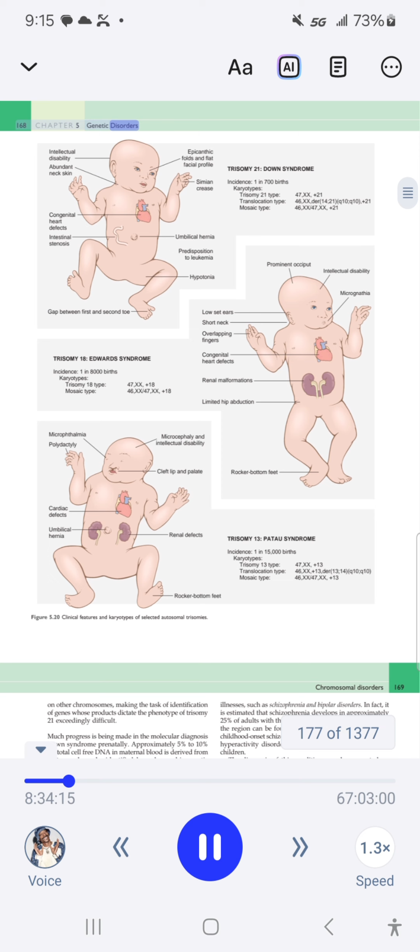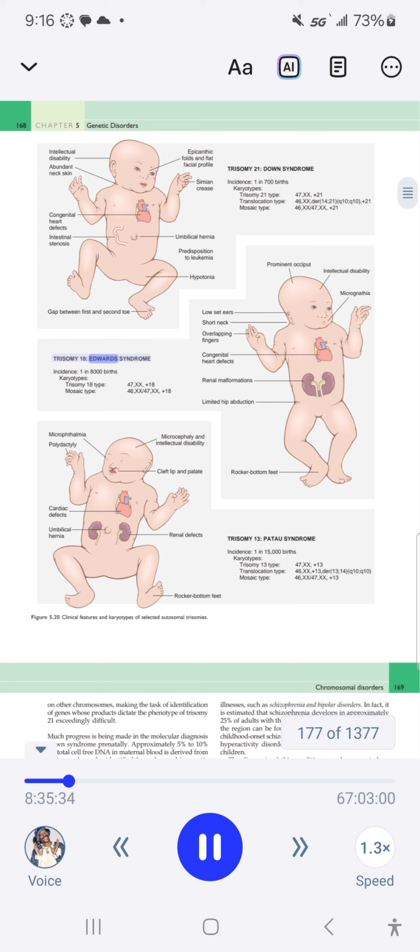Chapter 5, Genetic Disorders. Intellectual disability. Abundant neck skin. Congenital heart defects. Intestinal stenosis. Epicanthic folds and flat facial profile. Simian crease, umbilical hernia, predisposition to leukemia, hypotonia. Trisomy 21, Down syndrome, incidence 1 in 700 births. Karyotypes. Trisomy 21 type, 47,XX,+21; translocation type. Prominent occiput, intellectual disability, micrognathia, gap between first and second toe, low set ears, short neck, overlapping fingers.